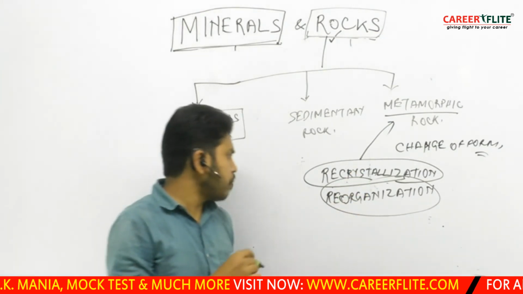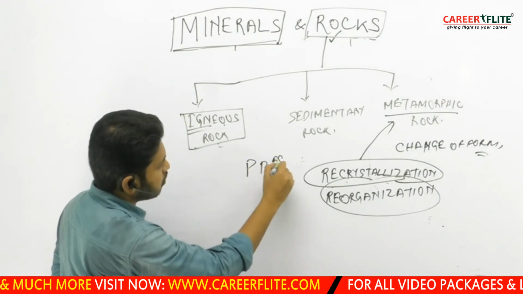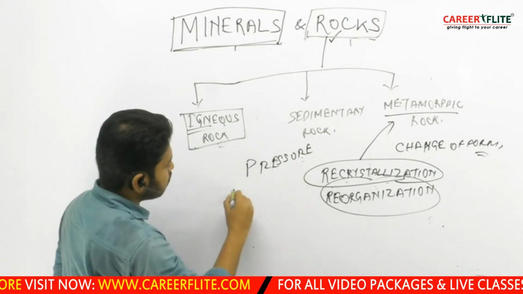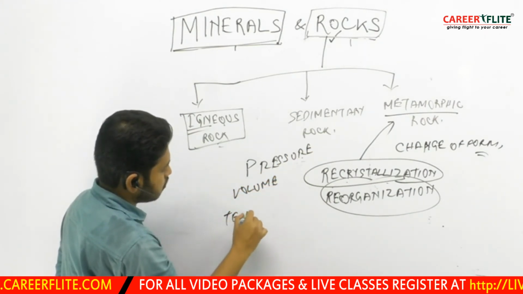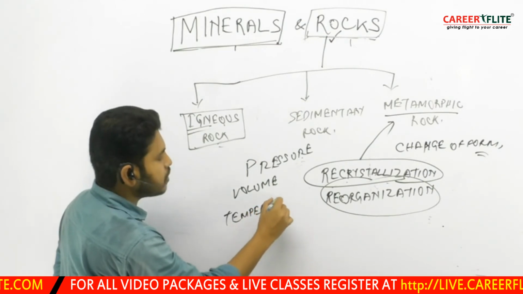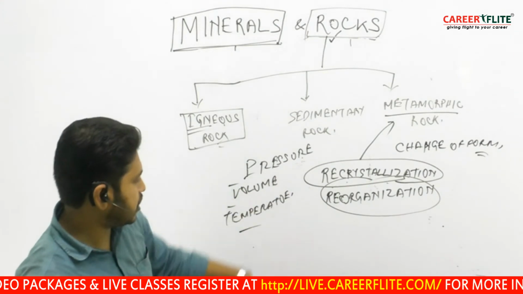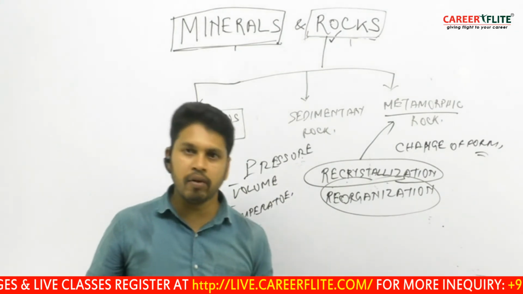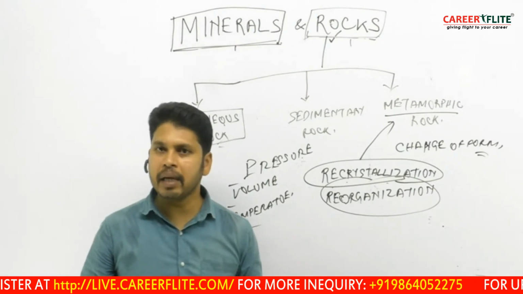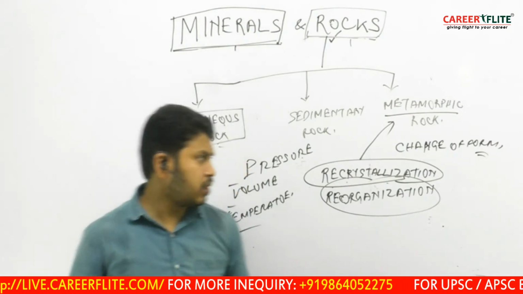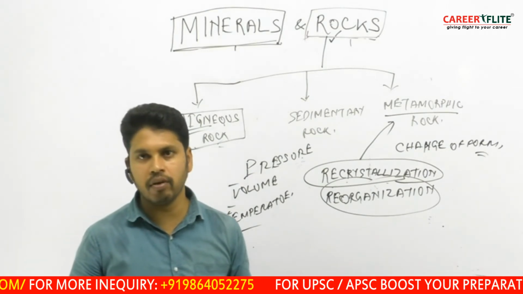There are three factors: pressure, volume, and temperature. When there is a drastic change of pressure, volume, and temperature, there will be some stress in the rock. It may be physical or it may be chemical. So when there is stress, they will change their form, and the new type of rock that is formed is known as metamorphic rocks.